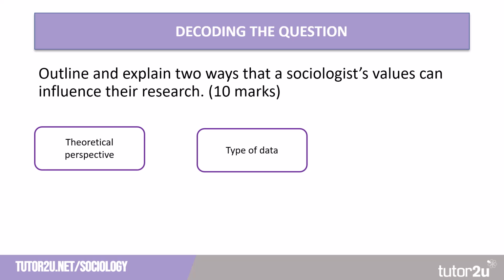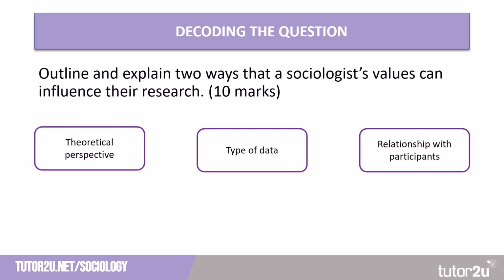If they prefer to use qualitative data, this might influence the choice of methods that they select. The relationship with participants. Now, we've mentioned feminism already. Well, feminist methodologies look to empower those that they are researching, and so therefore they may be more likely to choose methods that are qualitative and they can develop a rapport with the participants, and this influences their research.